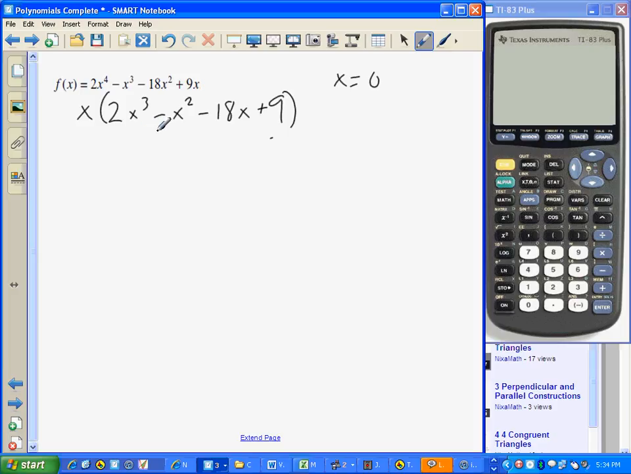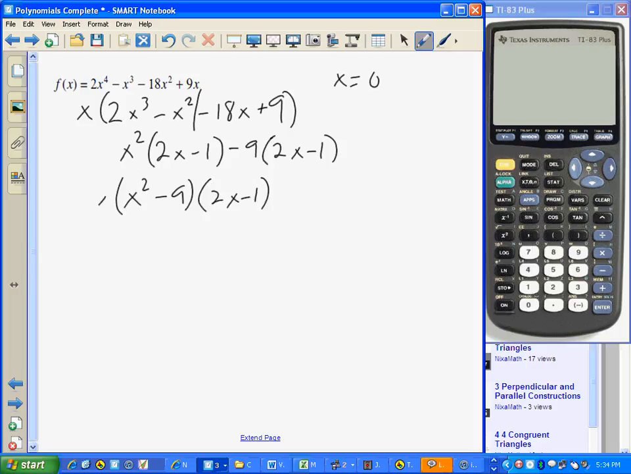First, I guess I could look to see if I can factor it. This one I could actually factor by grouping. So I might as well do that. Because here, out of this group, I can take out an x squared. That's going to leave 2x minus 1. Here I can take out a negative 9. Okay, and that's going to leave me with 2x minus 1 also. So this turns into x squared minus 9 and 2x minus 1.